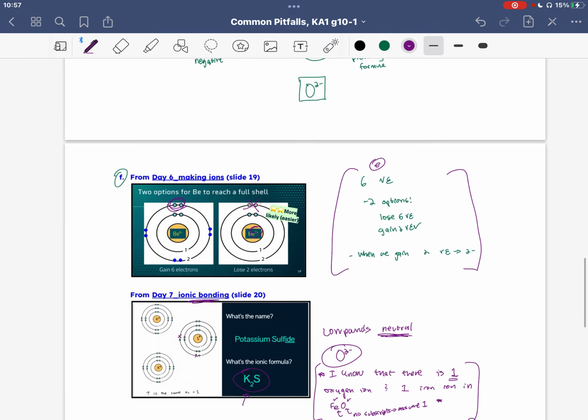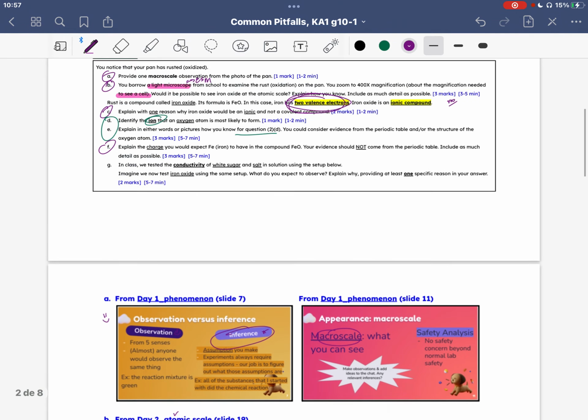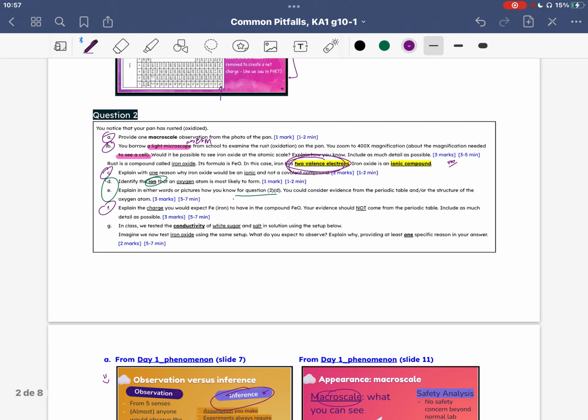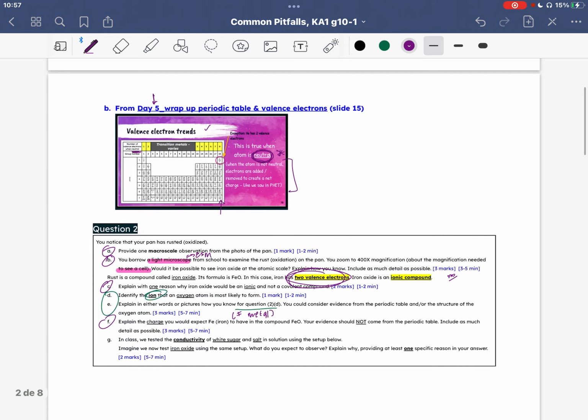Of course, you could not use the periodic table there because iron is a transition metal. And so because it's a transition metal, you cannot use any of the rules that we learned in the periodic table.